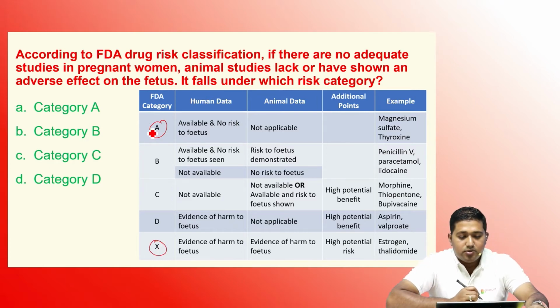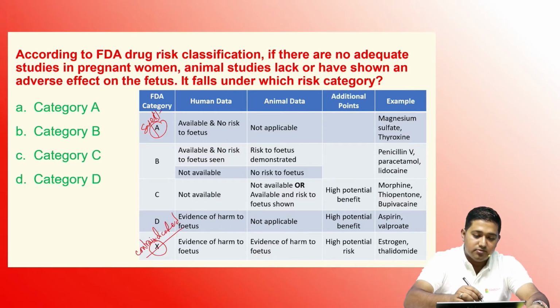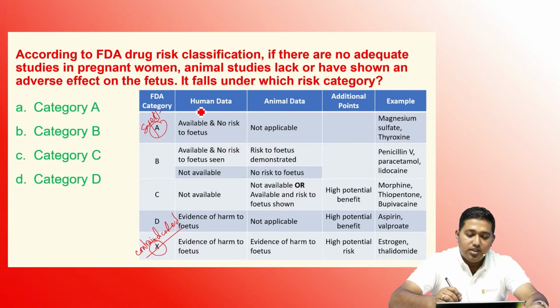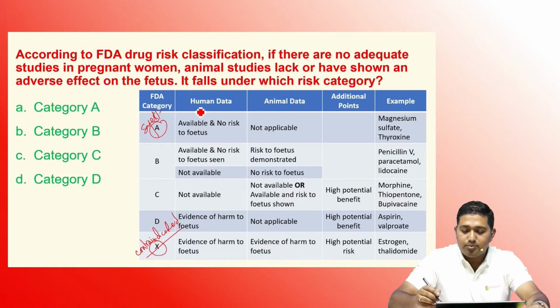Okay. So what are the bases of this classification? There are two main bases. One is the available human data, and the other is the available animal data. If you talk about category A drugs, we already have data available from human studies, and they show that there is no risk to the fetus. Once this data is available, you don't want to wait for the animal data, so you can give it safely to those patients. Some examples would be magnesium sulfate and thyroxine.